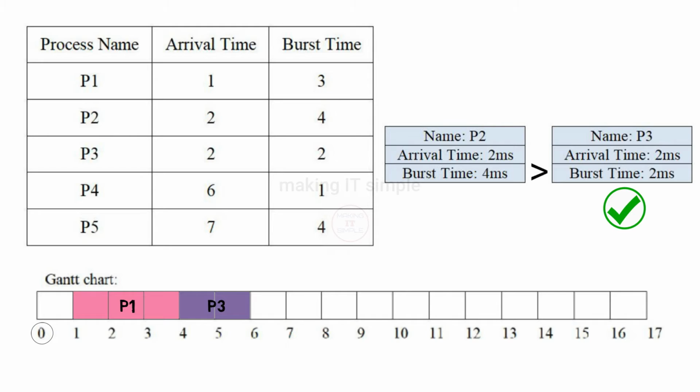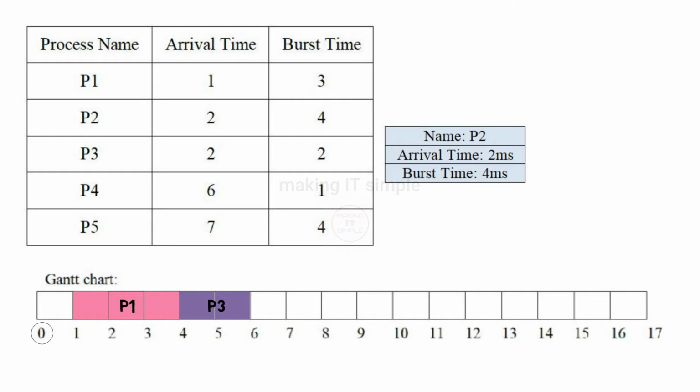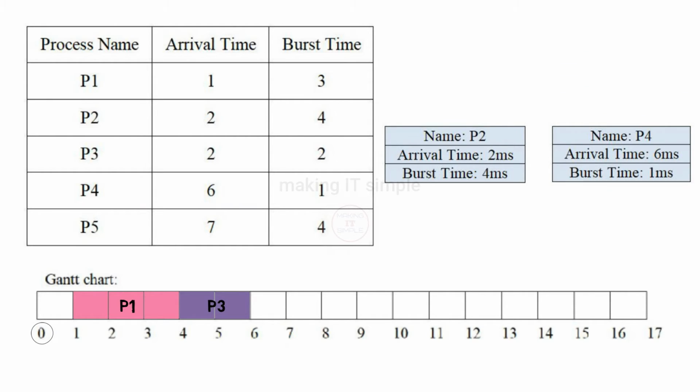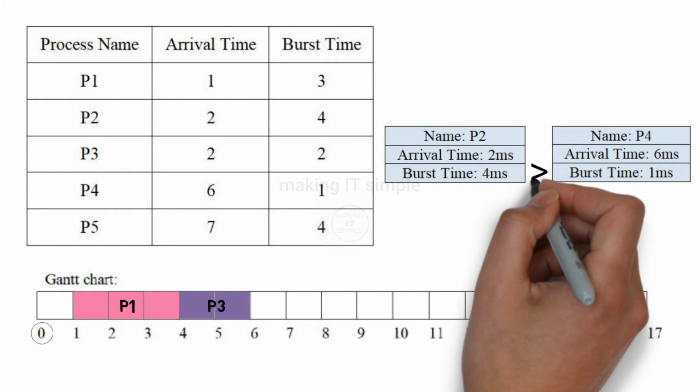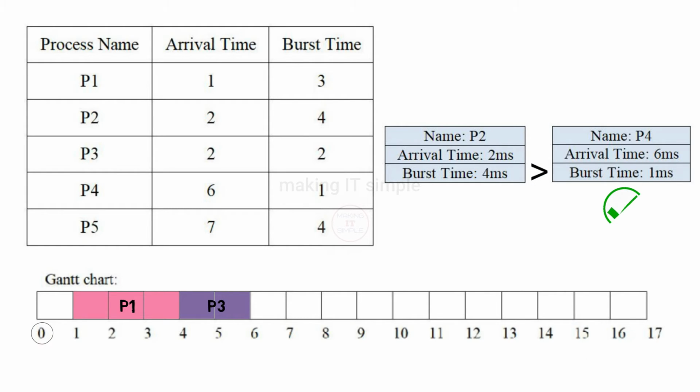Now at 6 ms, which processes have arrived in the ready queue? P2 was already there, but now P4 has also arrived at 6 ms. Now if we compare these two, P4 has 1 ms burst time and P2 has 4 ms burst time. So the shortest one is P4. So it will get executed first. It will get executed from 6 ms to 7 ms.